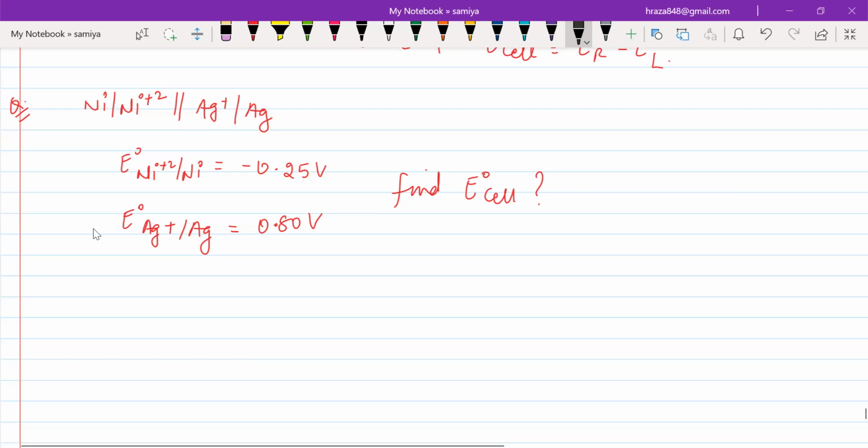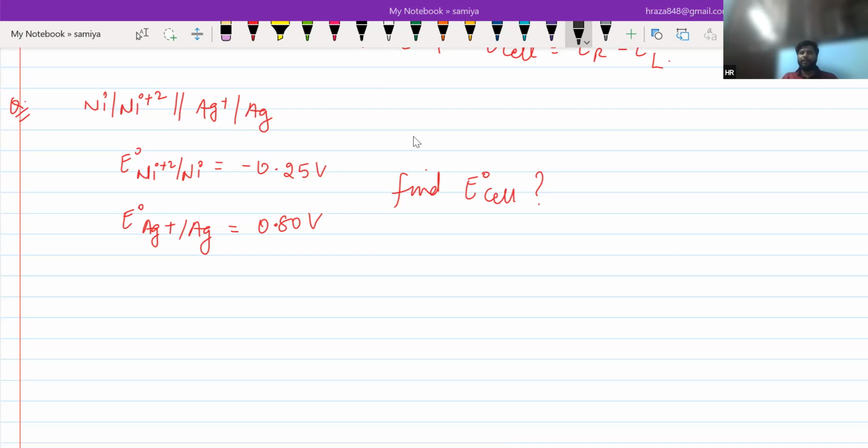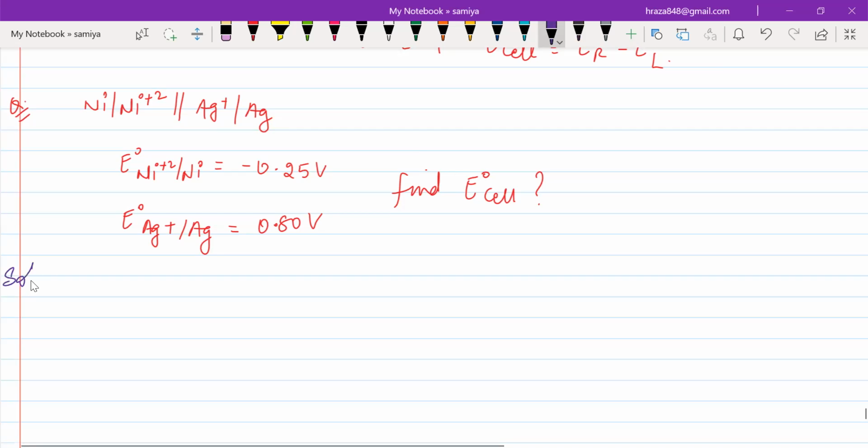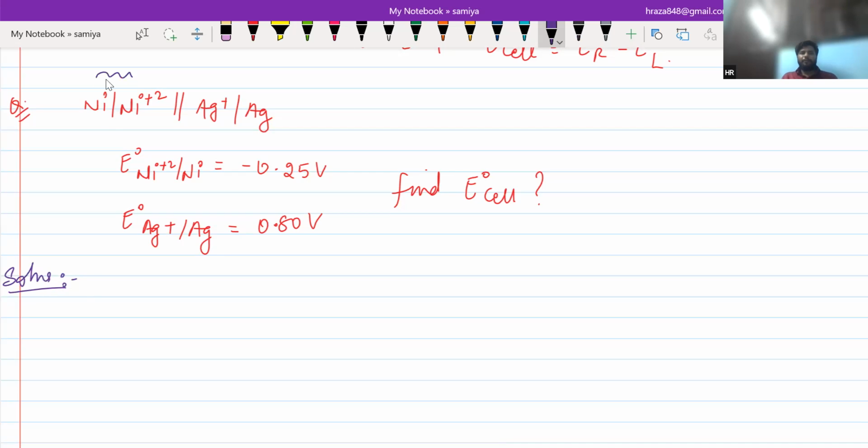Sir, is E naught Ni plus 2 slash Ni the E naught R? Let's see how we are going to calculate it. You know that from the representation, the left hand side is anode, that means oxidation, and the right hand side is cathode, that means reduction.